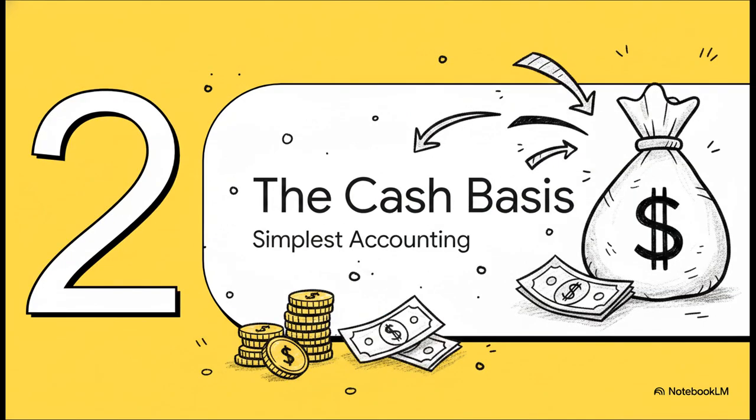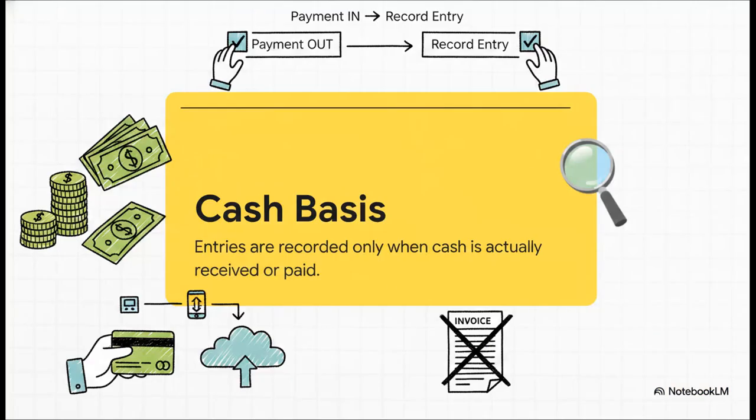Moving right along to Section 2, the cash basis explained. This is the simplest form of accounting. Now, this is arguably the most intuitive method for most of us. By definition, in the cash basis of accounting, entries are recorded only when cash is actually received or paid. It's incredibly straightforward. If physical cash, or a digital transfer, doesn't literally hit your bank account, it doesn't go in the books. Basically, if you can't touch the cash, it didn't happen in this system.